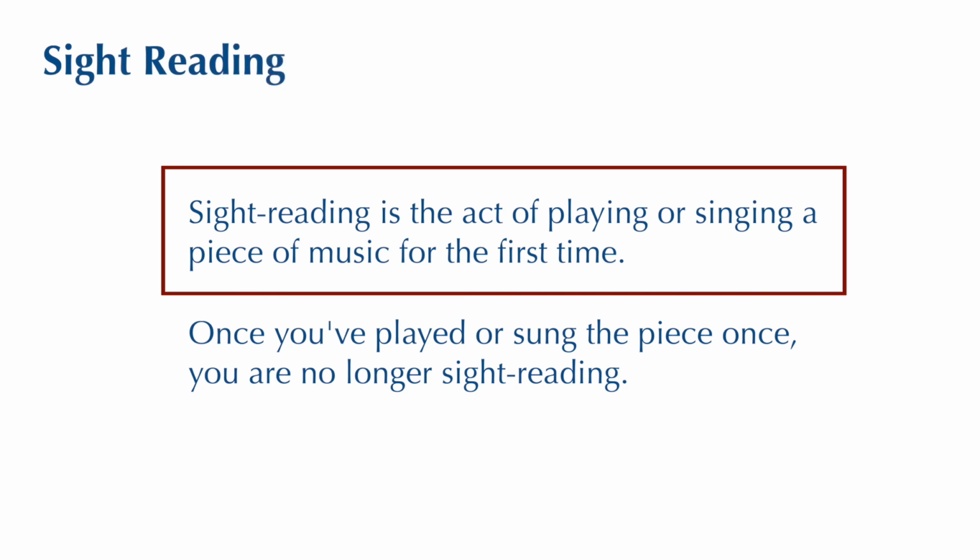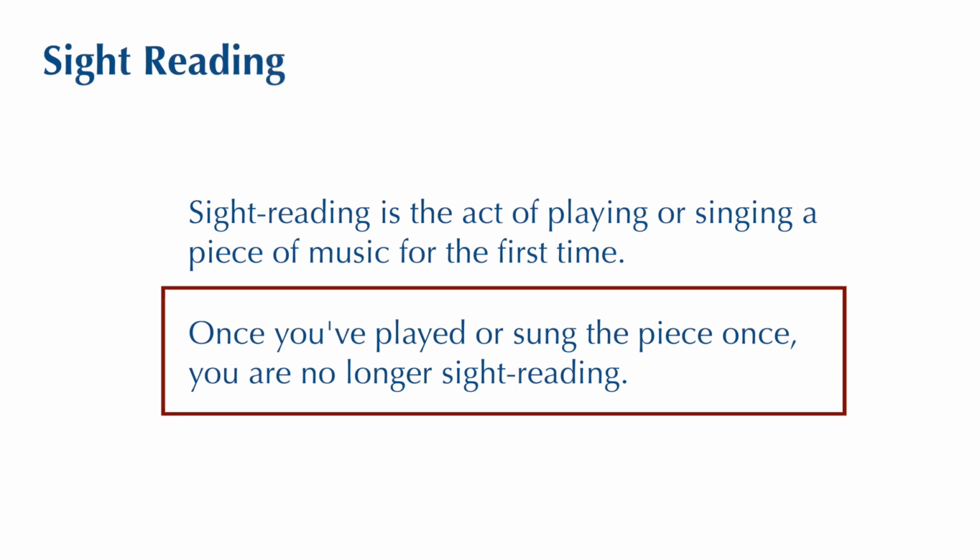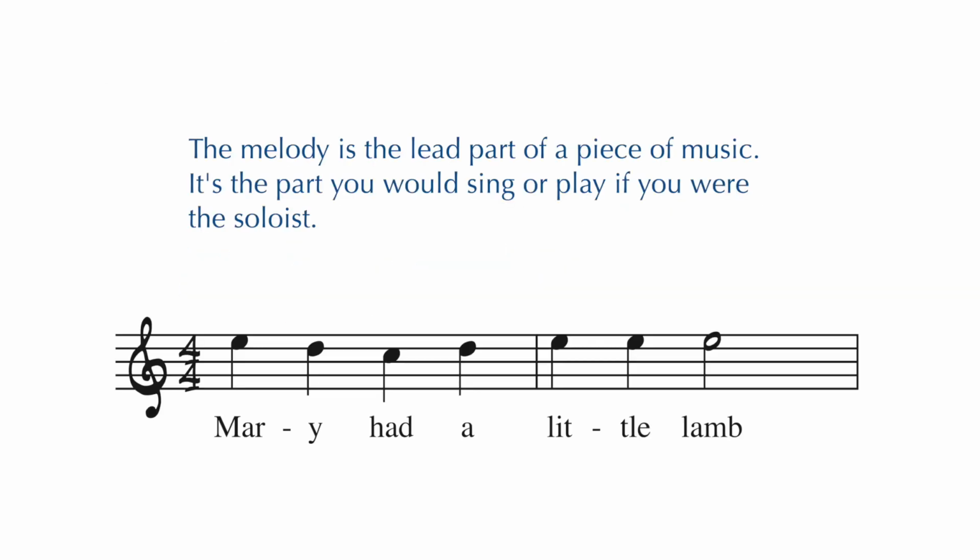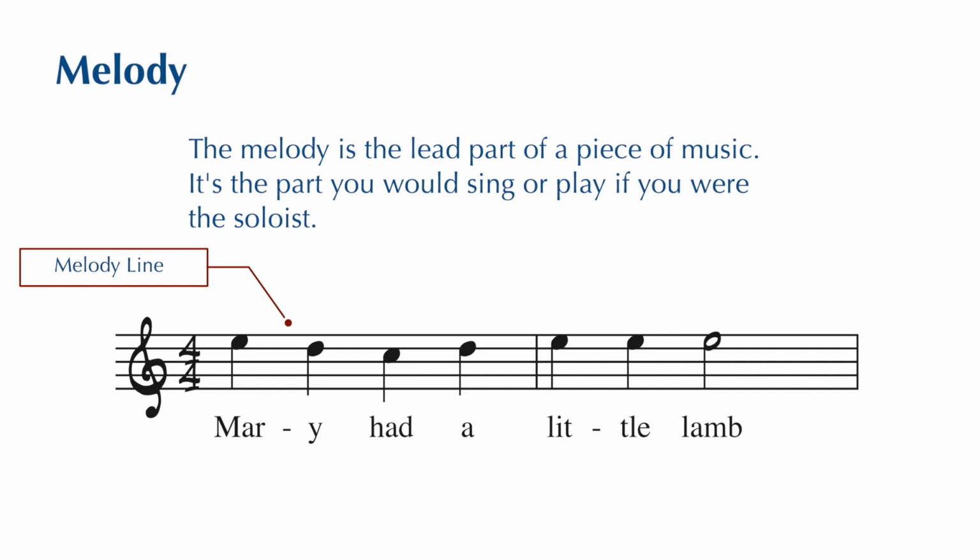Sight reading is the act of playing a piece of music for the first time. Once you've played or sung it once, you are no longer sight reading. Melody is the leading part of a song. If you're singing "Mary Had a Little Lamb," you are singing the melody.